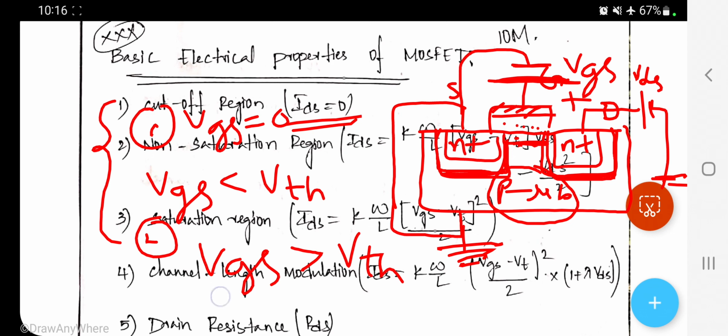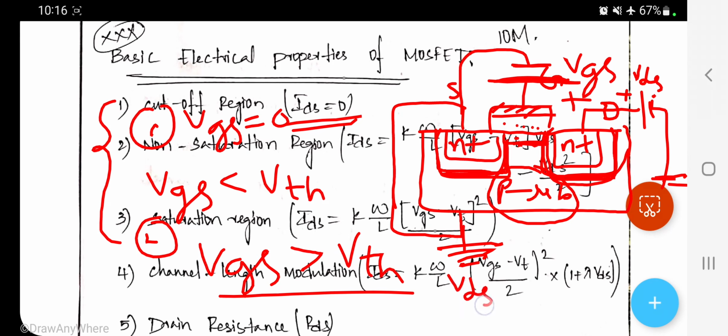Now once we apply VGS greater than VTH, the channel is formed. Now when we apply VDS, this positive voltage applied to the drain is reverse bias to the drain, because the drain is N plus type, as we have discussed in an earlier video. Source is also N plus, drain is also N plus type. Now we are applying positive VDS to N plus, so it is reverse biased, and the depletion region slightly increases because of this positive VDS.